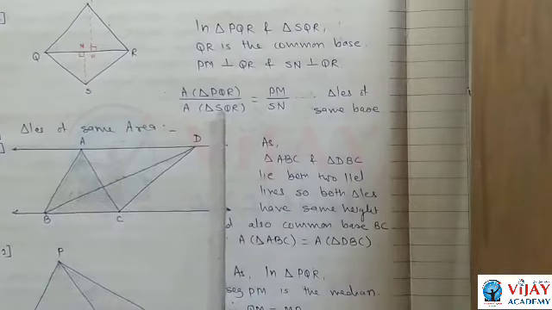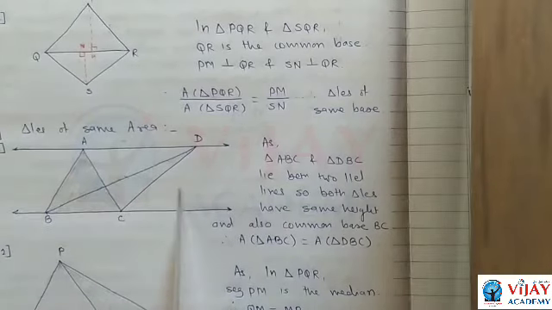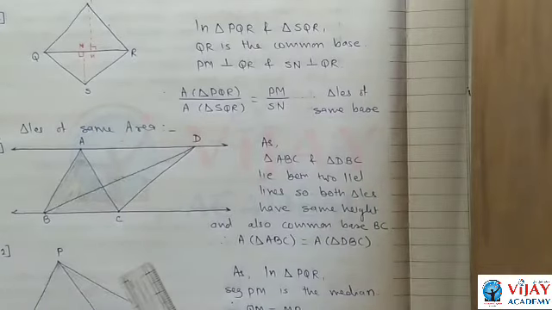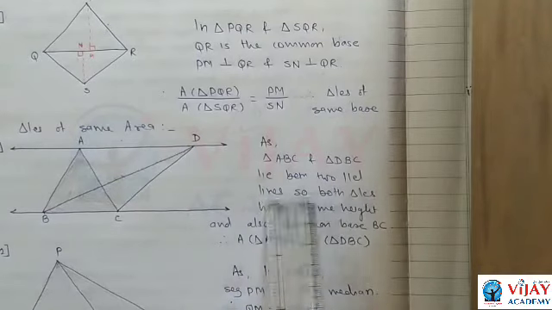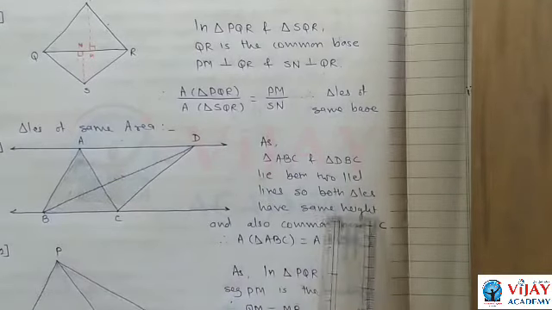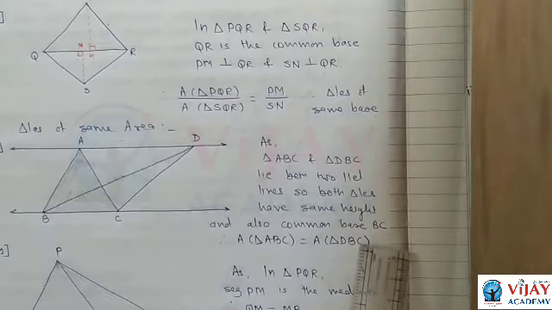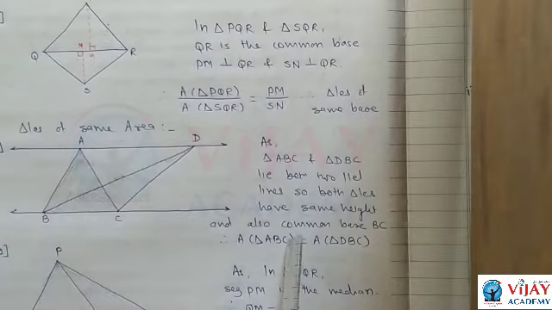First, triangle ABC and triangle DBC: both triangles have the same height as well as the same base, so their areas are also equal. As triangle ABC and triangle DBC lie between two parallel lines, both triangles have the same height and also the common base BC. Therefore, the area of triangle ABC is equal to the area of triangle DBC. And we use this property in practice set 1.1.